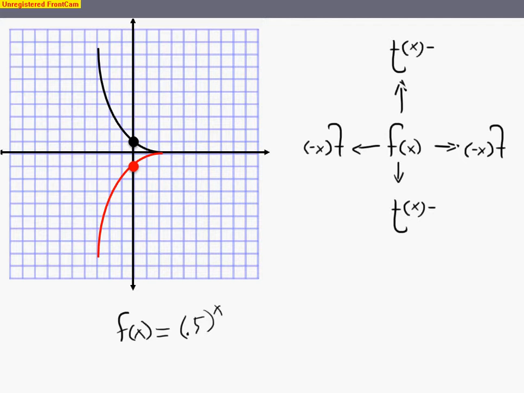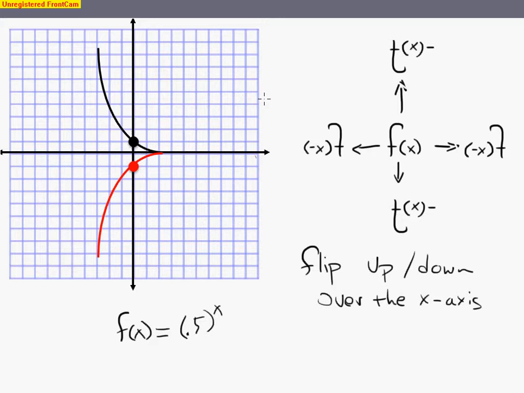I want to talk about another type of translation, and this is flipping a function. If I want to flip a function, I can do so in two ways. I can flip it up and down or left and right. If I'm flipping my image up or down, that is known as mirroring over, we say over the x axis.